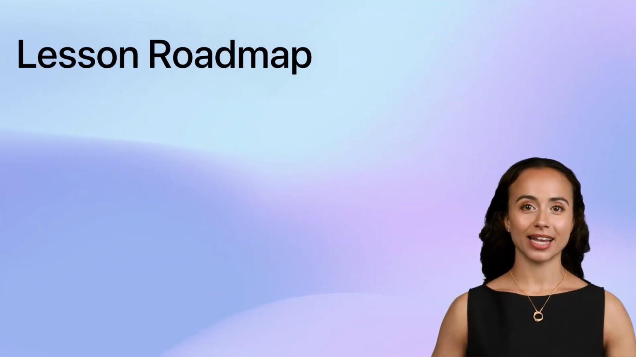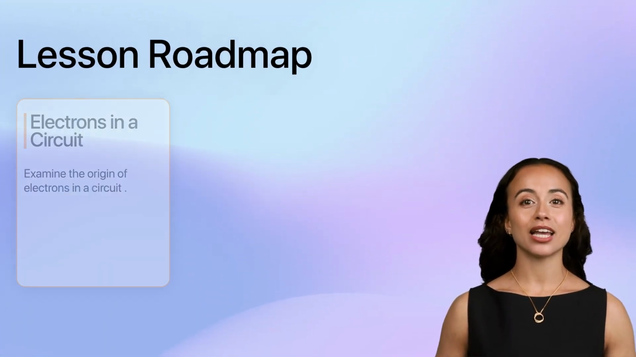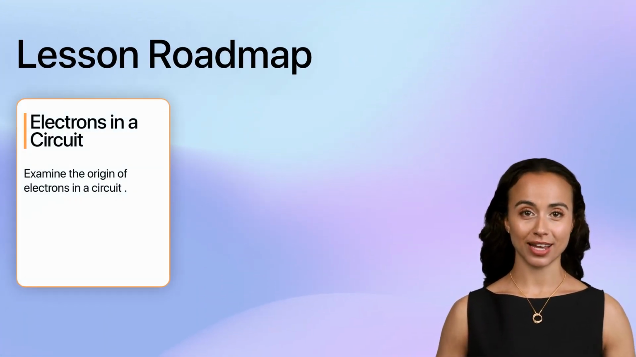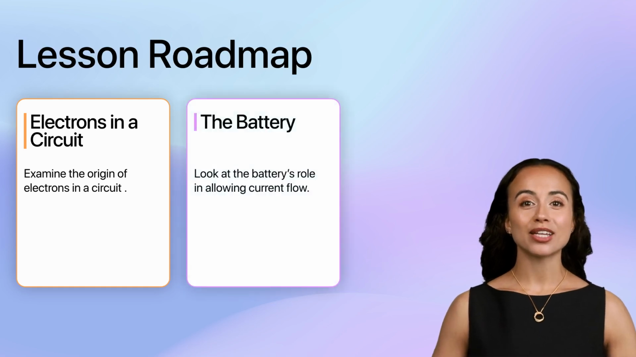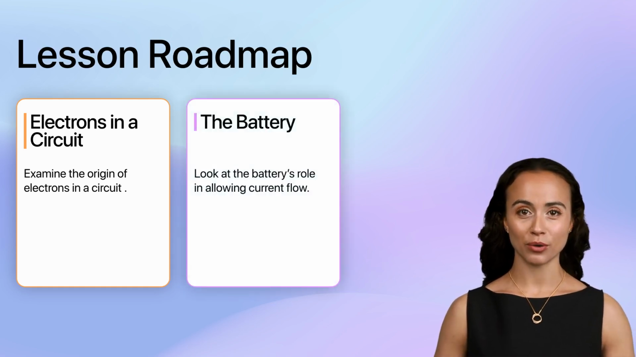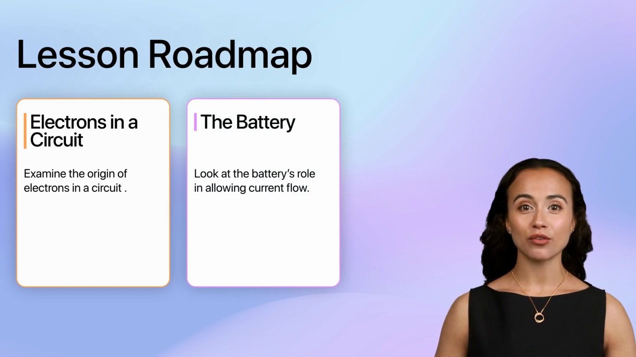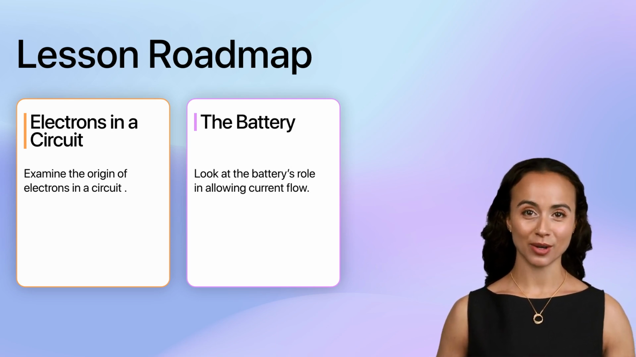Here's a roadmap of today's lesson. First, we'll examine the origin of electrons in a circuit. Then, we'll look at the battery's role in allowing current flow. So far, you have an overview of current, understanding it as the rate of flow of electrons. Today's lesson builds directly on that knowledge.